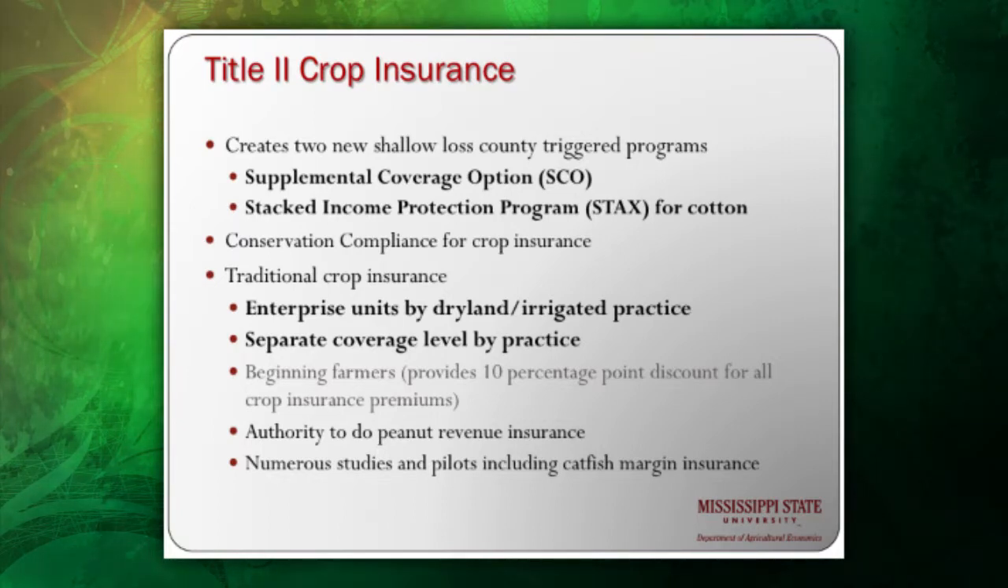The first one is that it allows enterprise units to be broken out by dry land versus irrigated practices. That has not been permissible in the past. It also allows one coverage level for irrigated land and a different coverage level for dry land. Note also that beginning farmers are provided a 10 percentage point discount on all crop insurance premiums. The bill provides authority to do peanut revenue insurance and provides for numerous studies and pilot programs, including catfish margin insurance.